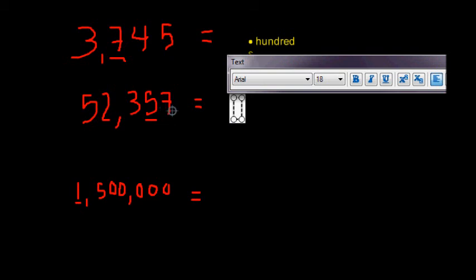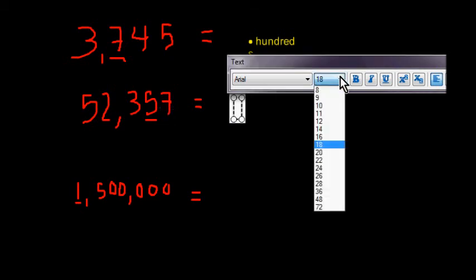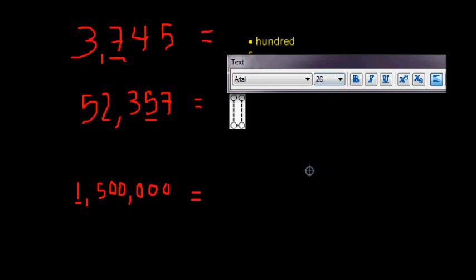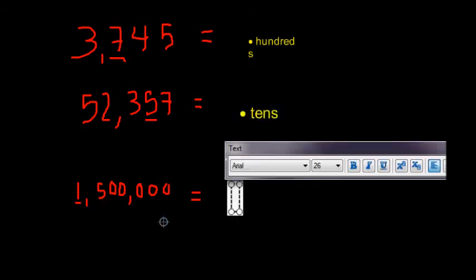52,357. In what place value do you think that is number 5? Yes, that's right. It's in tens. So the place value that is marked is million.